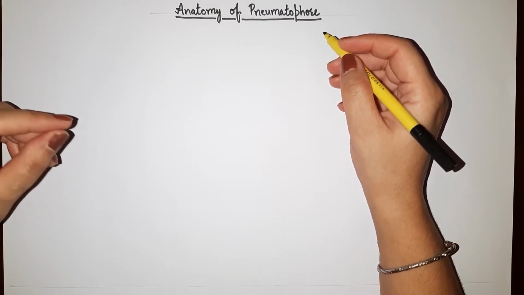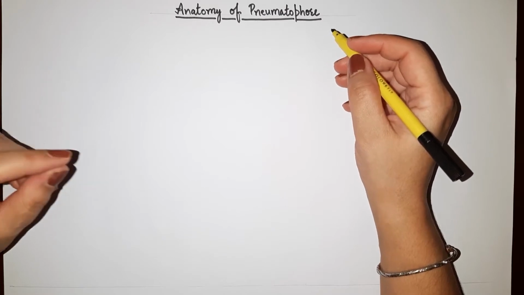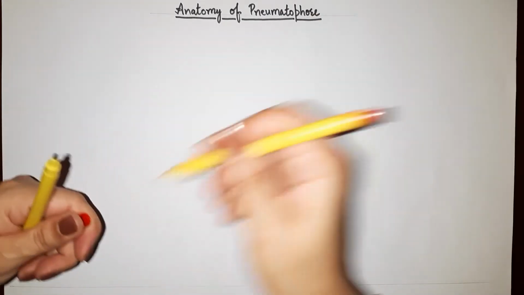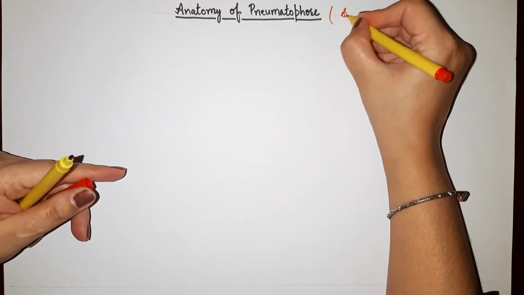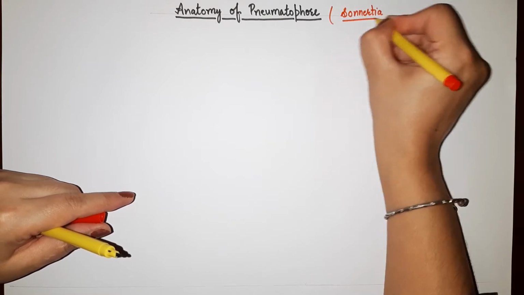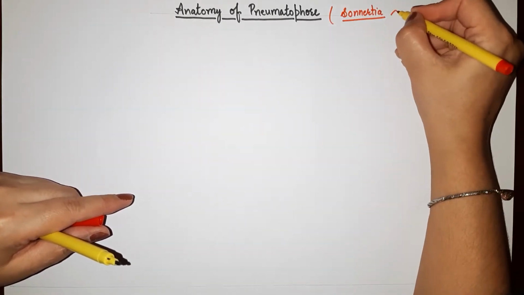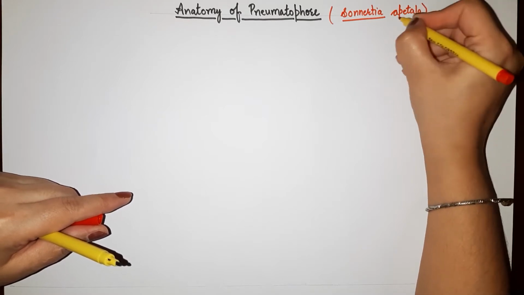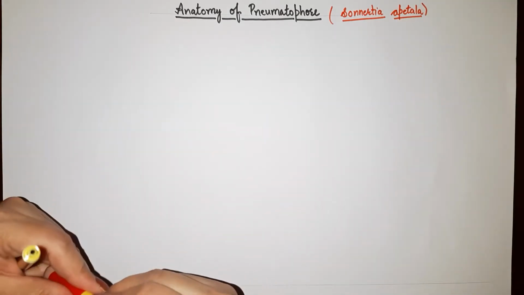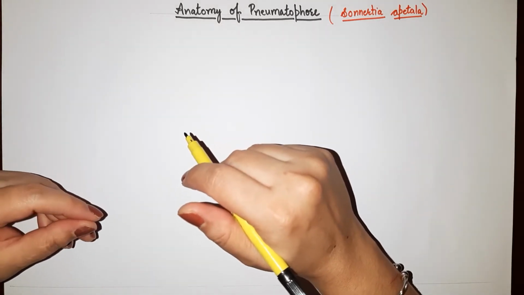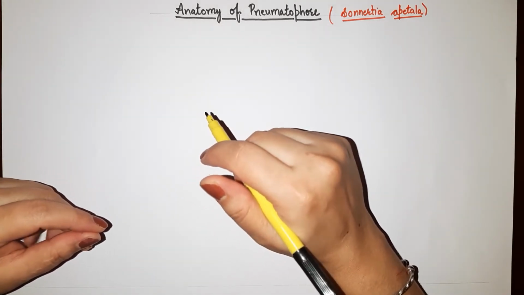Okay. So, now we are going to discuss their anatomy, and the typical reference that we will take here is Sonneratia apetala. Sonneratia apetala is a mangrove plant in which pneumatophores are seen.